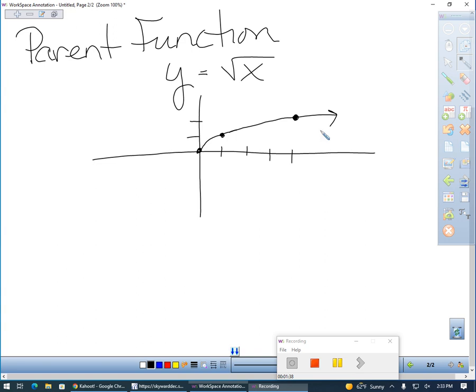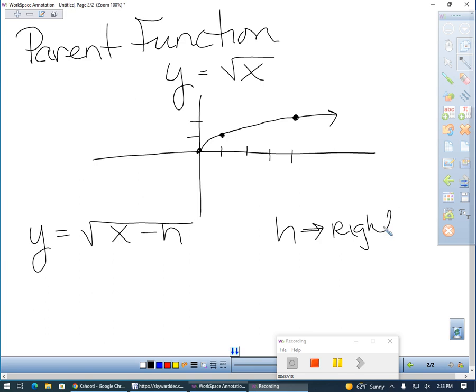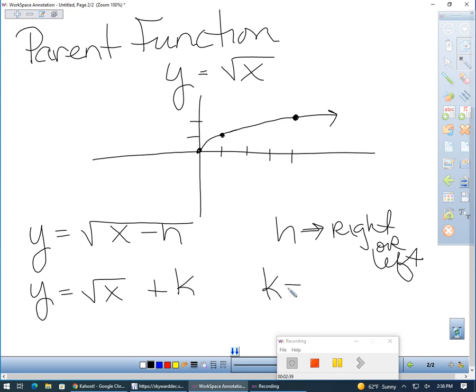Okay? All right. So, if I have y equals the square root of x minus h, that h tells me if I'm going to go right or left. If I have y equals the square root of x, and then outside the radical, I have plus k, the k tells me if I am going up or down.